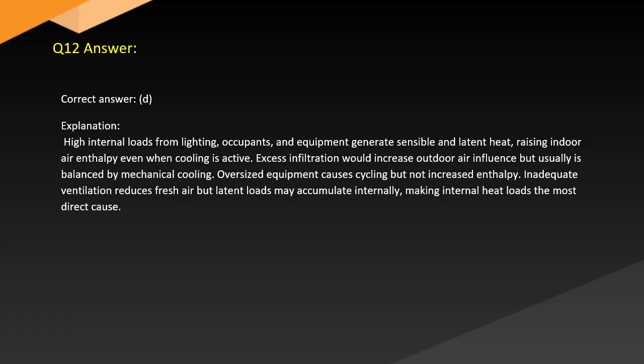Answer. Correct answer. D. Explanation. High internal loads from lighting, occupants, and equipment generate sensible and latent heat, raising indoor air enthalpy even when cooling is active. Excess infiltration would increase outdoor air influence but usually is balanced by mechanical cooling. Oversized equipment causes cycling but not increased enthalpy. Inadequate ventilation reduces fresh air, but latent loads may accumulate internally, making internal heat loads the most direct cause.